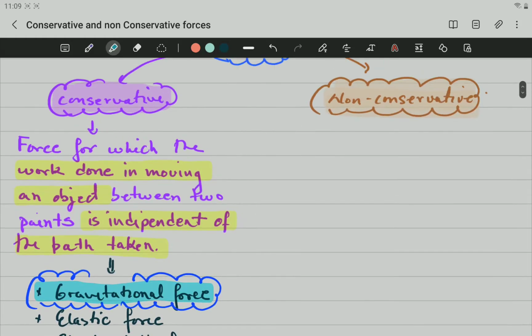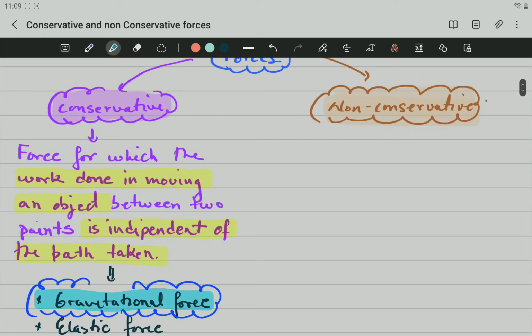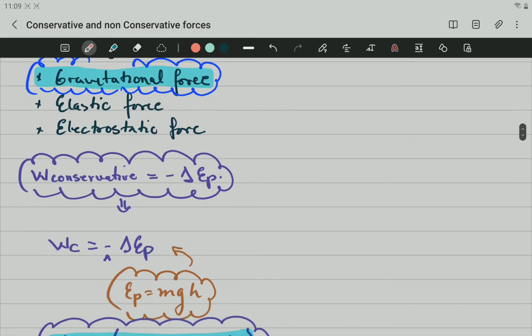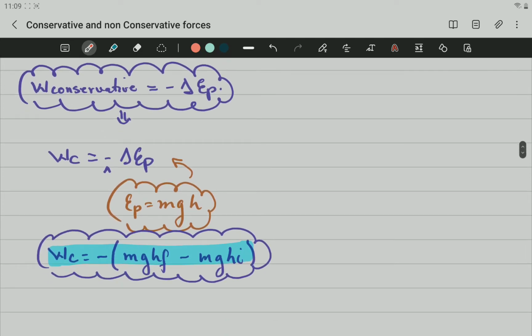So, recalling what we said here, a conservative force is a force for which the work done in moving an object between 2 points is independent on the path taken. This is a very important word. We are going to see why now when we go to the next definition. Independent on the path taken, the work done. Work done is independent on the path taken. Examples: gravitational force, elastic force, electrostatic force. However, we are going to focus on gravitational force, and the work done by the conservative forces is equal to minus change in potential energy, and we can work out that formula.